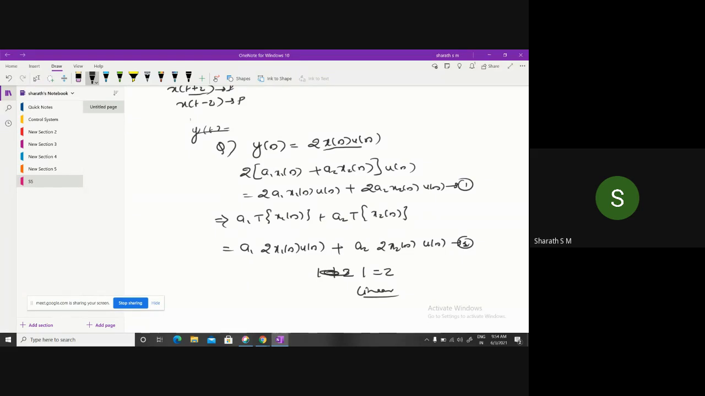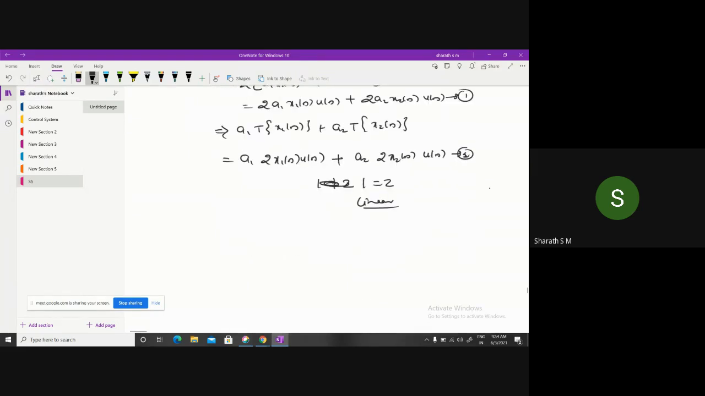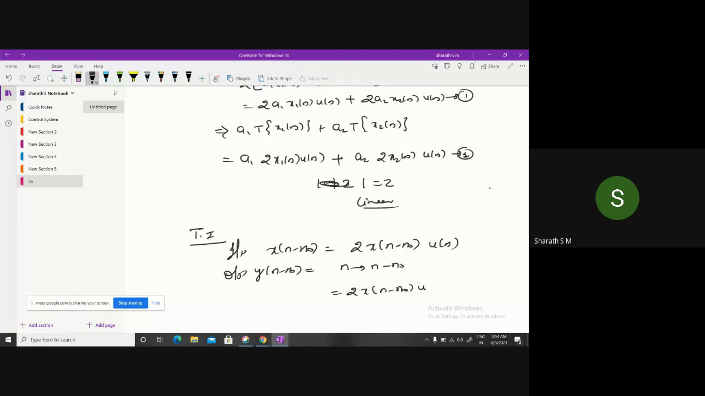So for time invariance, across the input side, x of n minus n naught, so 2x of n minus n naught into u of n. But across the output side, replace the whole thing n by n minus n naught, so that 2x of n minus n naught into u of n minus n naught. 1 is not equal to 2. It's a time variant system.